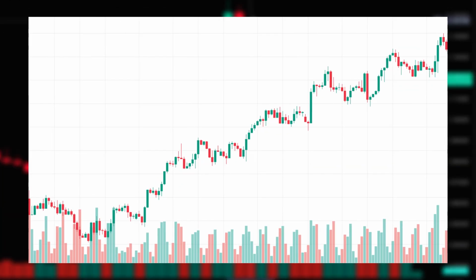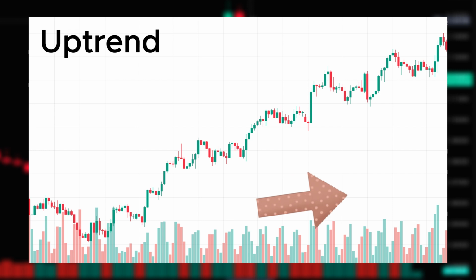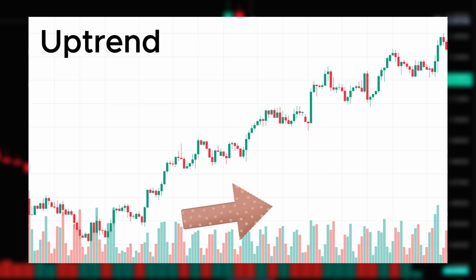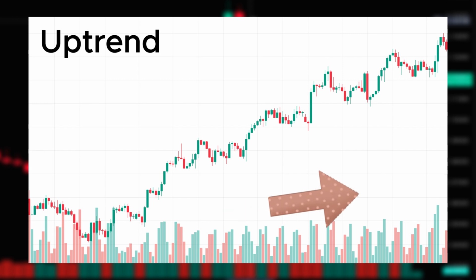For example, on this chart, you can see that the price is in an uptrend, and when you look at the volume, you can see that the volume is increasing as the price is going higher and higher, and this shows that buying interest is increasing over this period of time. This shows that the uptrend is strong.